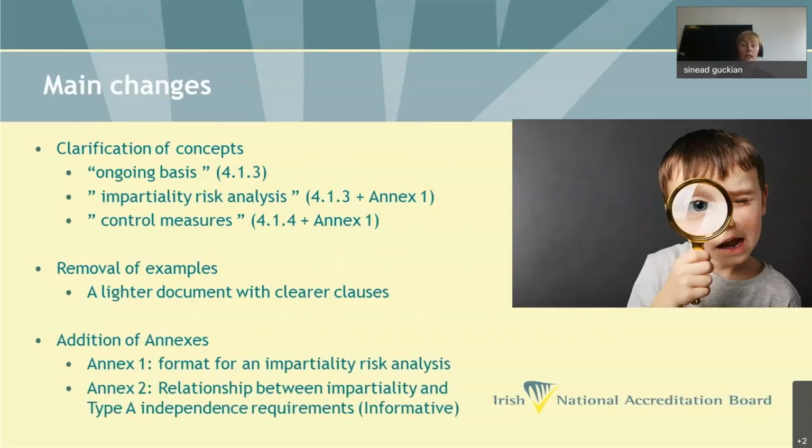So what are the main changes? There's a number of clarifications of concepts. Terms such as ongoing basis, impartiality risk analysis and control measures are some of the terms that have been clarified. There is also the removal of a number of examples. P15 is a mandatory document, and it was thought that the inclusion of examples was confusing in light of the requirements that are listed. And there's also the addition of two annexes. Annex 1, which is a proposed format for an impartiality risk analysis, and Annex 2, which describes the relationship between impartiality and Type A independence requirements.